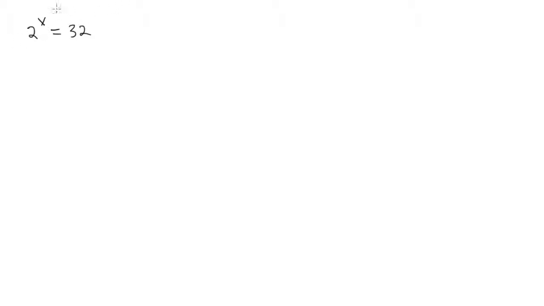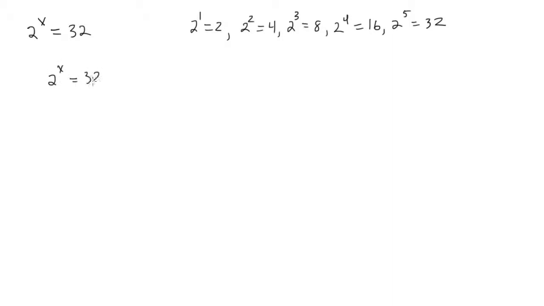And you might be able to solve this in your head, actually, if you know the powers of 2. So for example, I know that 2 to the first is 2, 2 squared is 4, 2 cubed is 8, 2 to the fourth is 16, and 2 to the fifth is 32. So 2 to the x equaling 32 means that 2 to the x has to equal 2 to the fifth, because 32 is 2 to the fifth.